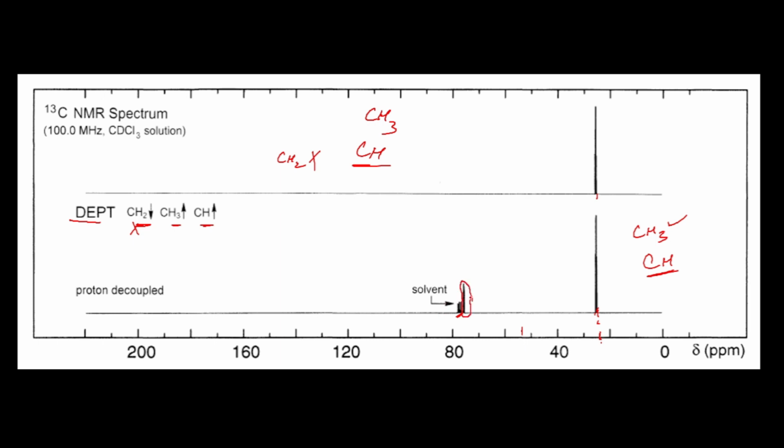This is very important, as there is no peak shown here in the DEPT, and this is the proton decoupled spectrum, so it means that this peak is due to a single carbon atom that is not attached to any protons. So two types of carbons are present here. One is the single carbon and the other carbon is maybe due to the methyl group.